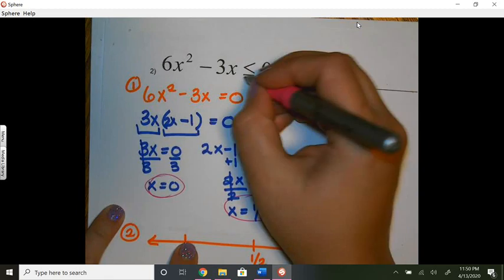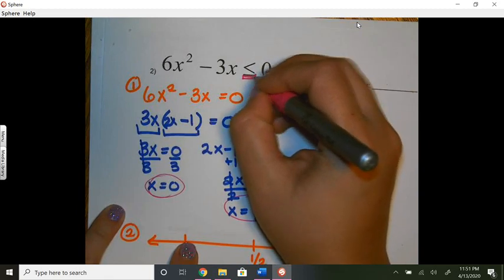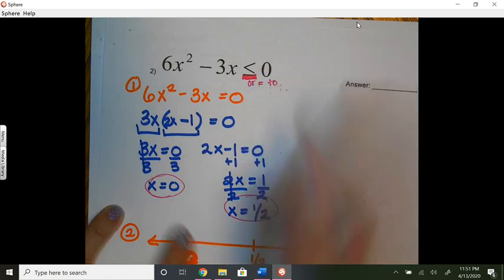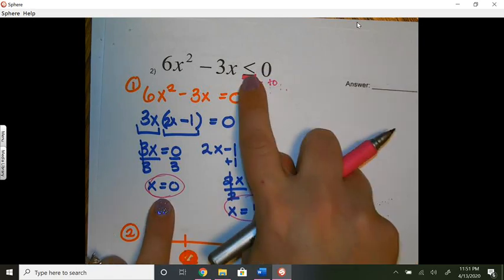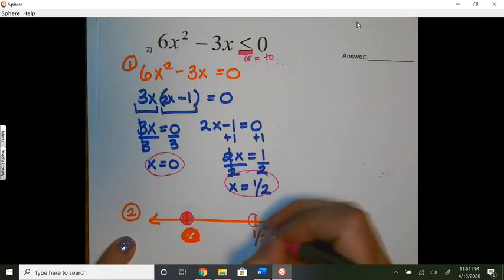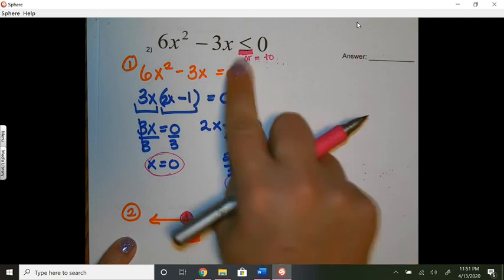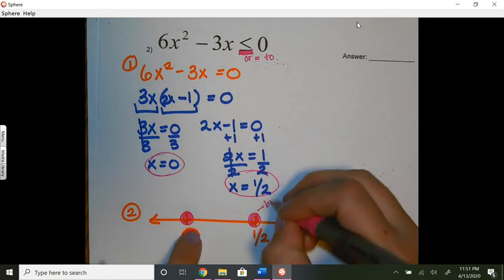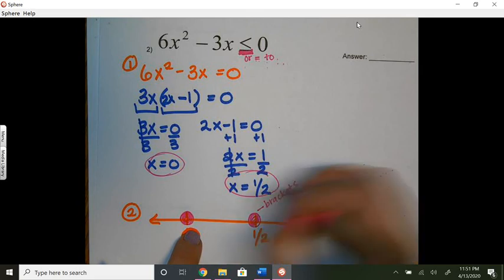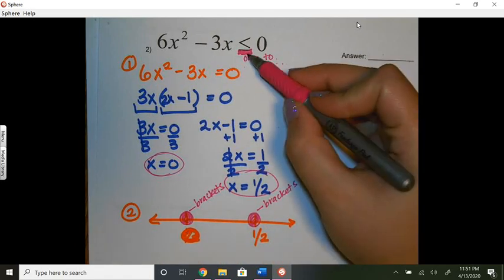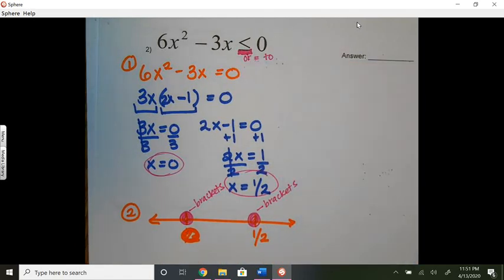So since it has this line right here, it means or equal to. So that means these numbers will make these equal 0, so we're going to go ahead and put solid circles. If this problem did not have that line, then we would put open circles and use parentheses. But because we're using solid, this means we're going to use brackets. Again, because of this line here. So that was step 2.